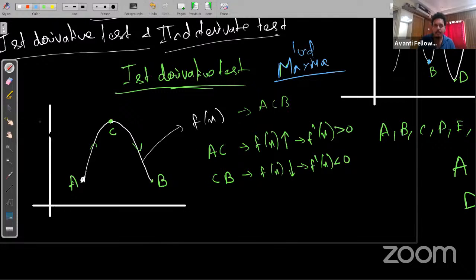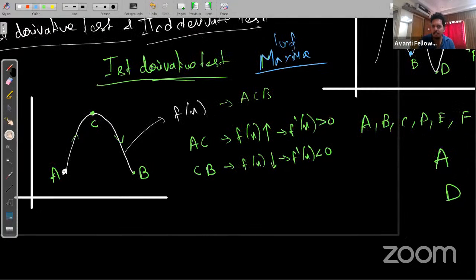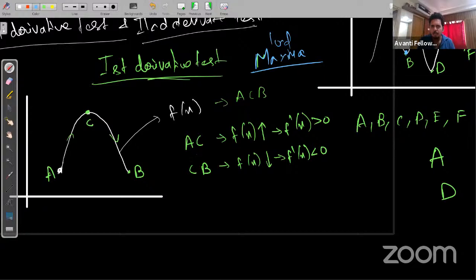Look here, I'm trying to tell one thing, guys. My voice is clear, right? From point A, for the curve AC, it is increasing. For curve CB, it is decreasing. Now, can anyone tell me what is happening at the point C? What is happening to my function? It is like a constant, right? That point is the maximum point.